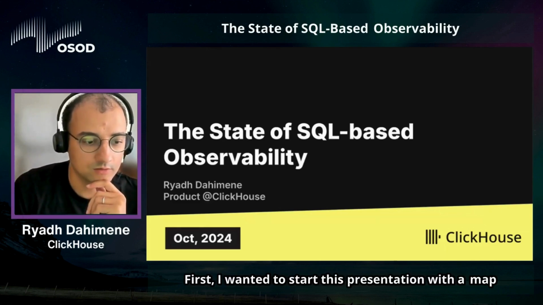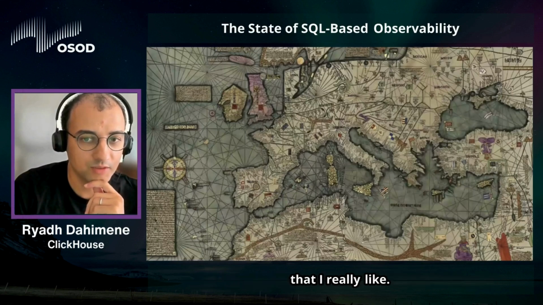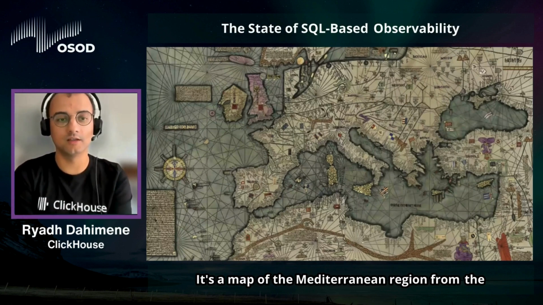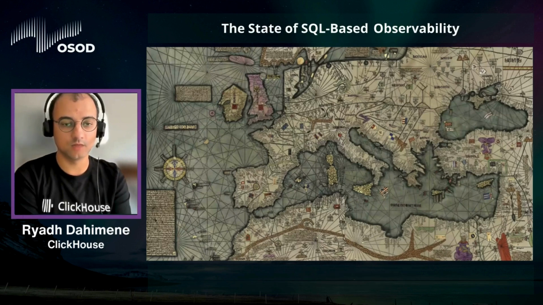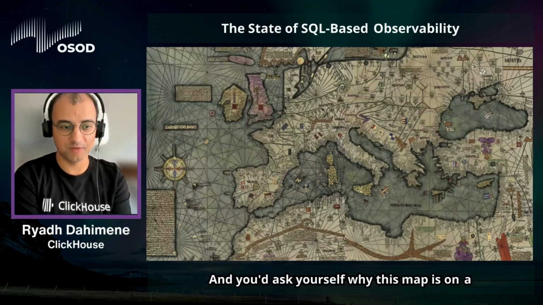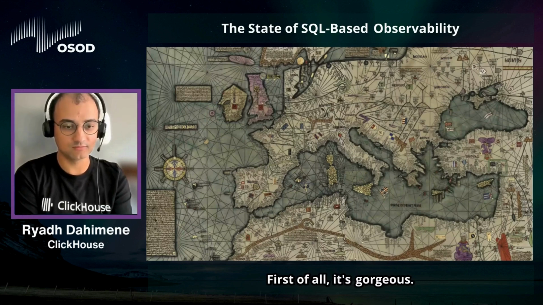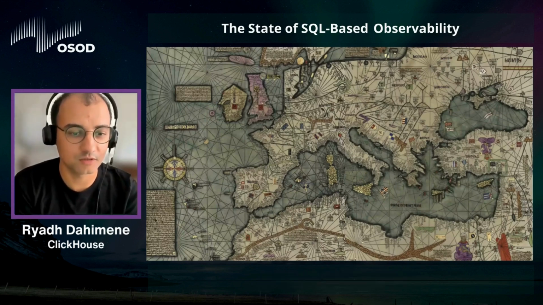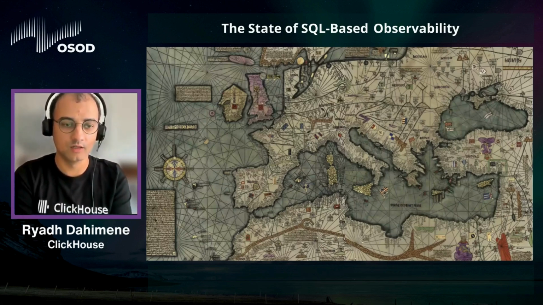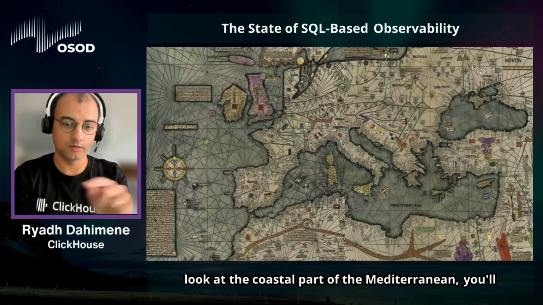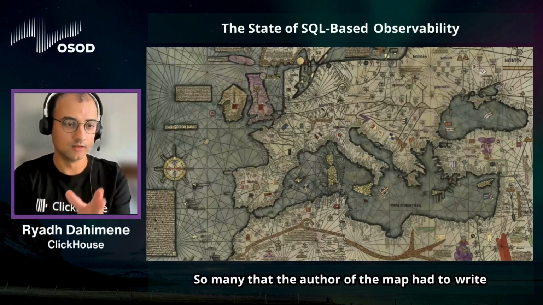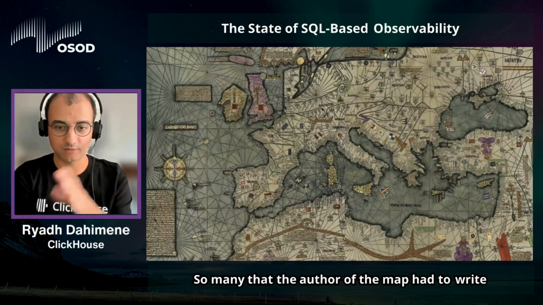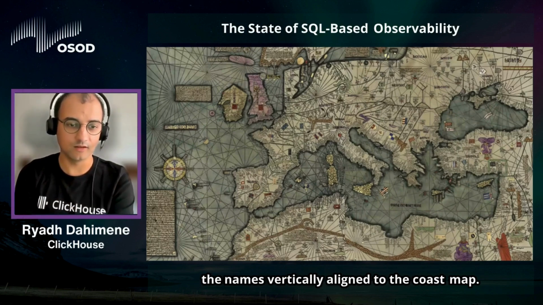First, I wanted to start this presentation with a map that I really like. It's a map of the Mediterranean region from the 14th century. You'd ask yourself why this map is in a technical talk. First of all, it's gorgeous. That's one of the reasons. But the second one is, if you take a close look at the coastal part of the Mediterranean, you'll notice many cities, so many that the author of the map had to write the names vertically aligned to the coast.